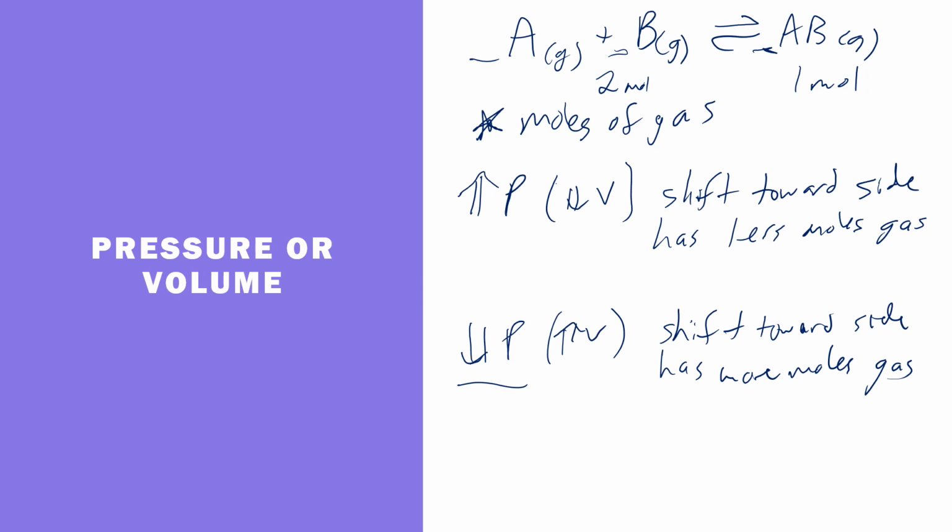So in this fake example, if I were to increase the pressure, it will go in the forward direction. It will shift towards the product side because there are fewer moles of gas. And in this fake example, if I were to decrease the pressure, it's going to shift towards the reactants because there are more moles of gas.